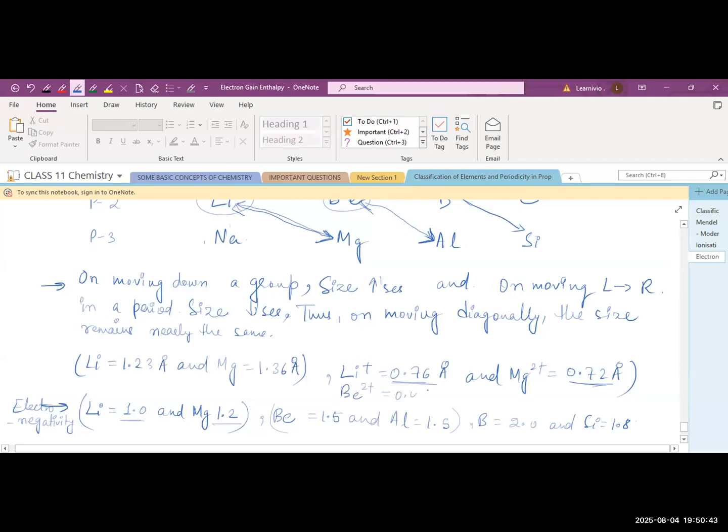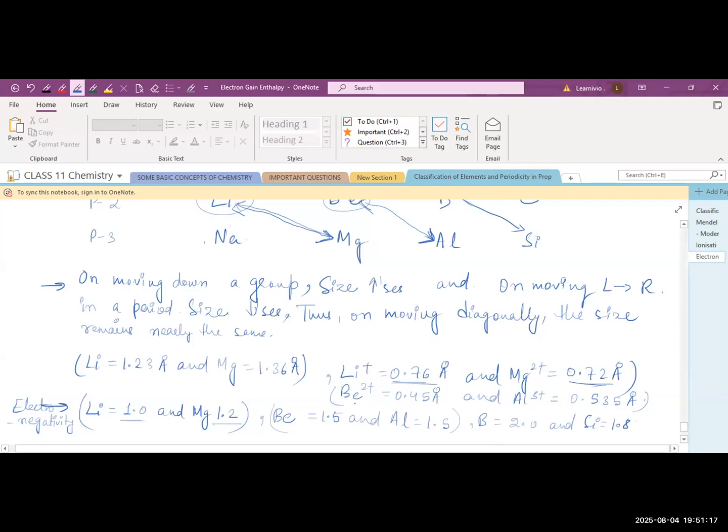Size is 0.45 angstrom. And for aluminium, Al3+, the size is about 0.535. Right. So we can't say that the sizes are very near to each other, right? So beryllium and aluminium also show a diagonal relationship, but in this case, you can see sizes are not so close to each other, right? But the charge per unit area is nearly same.